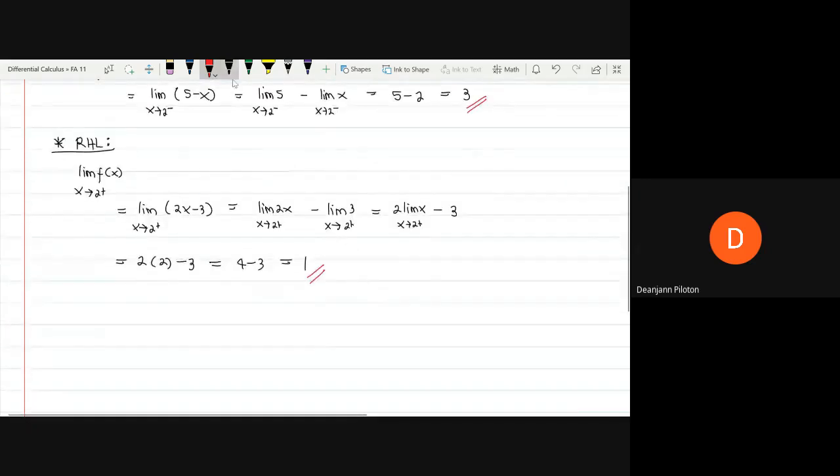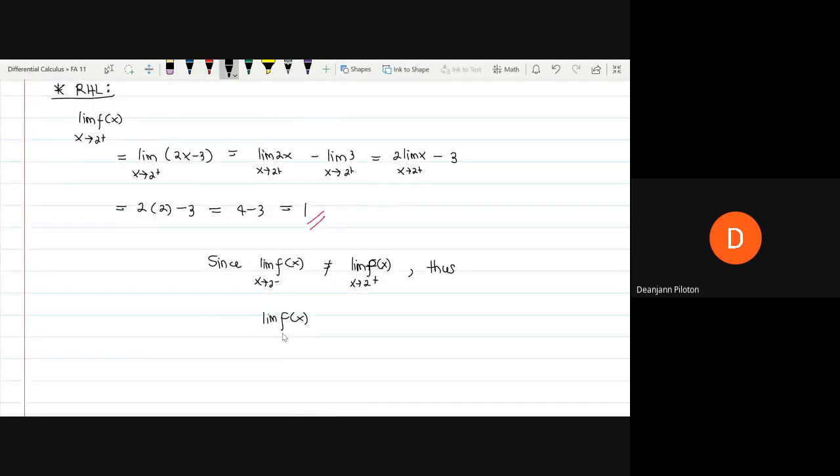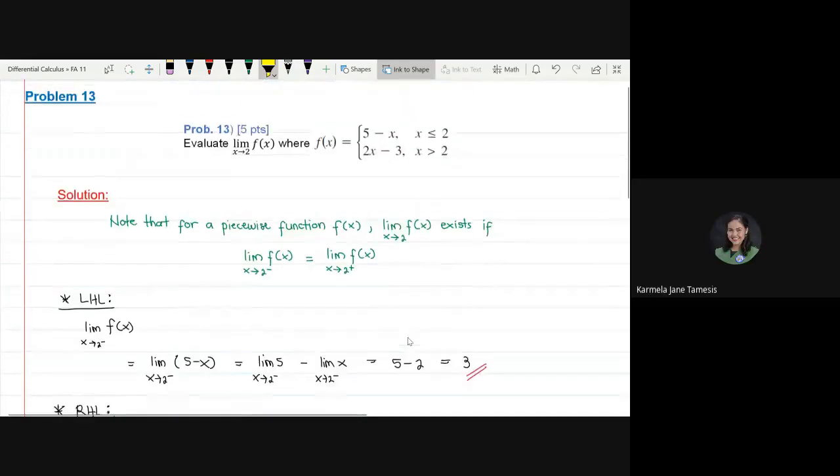So we conclude that the left-hand and right-hand limits are not equal. Since the left-hand limit is not equal to the right-hand limit, the limit of f of x as x approaches 2 does not exist. So that is the final answer: does not exist. Okay, any questions, class? Yes, understood.